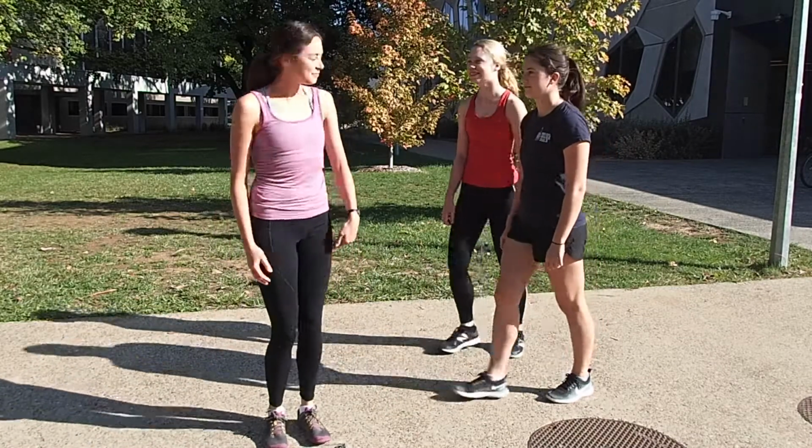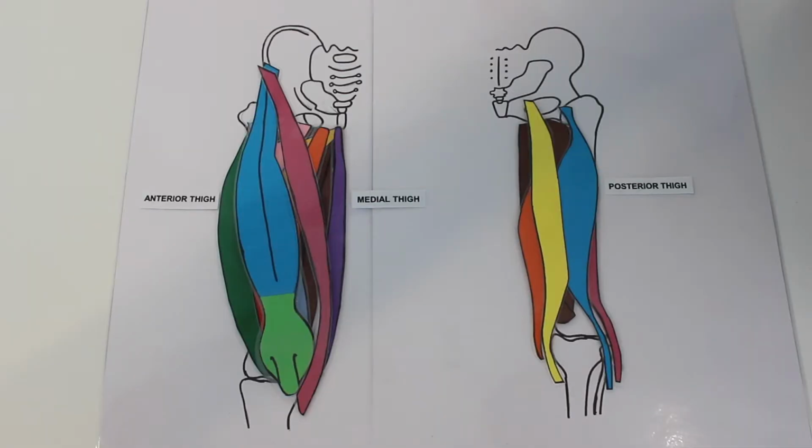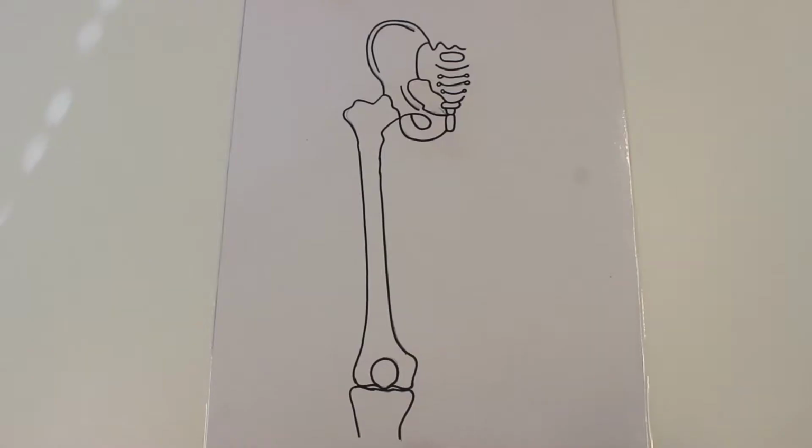Yeah, alright. The muscles of the thigh can be organised into three compartments. These are the medial, posterior and anterior compartments. The muscles surround the femur bone, which is connected superiorly with the hip bone and inferiorly with the tibia. First, let's look at the medial muscular compartment.